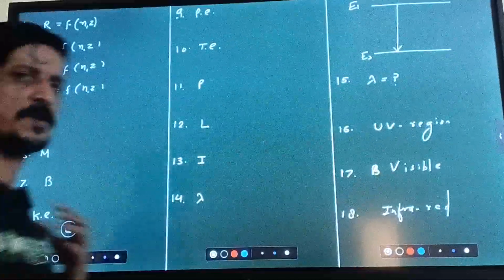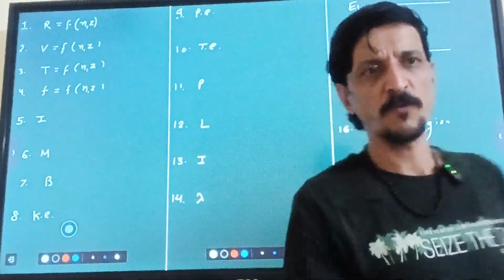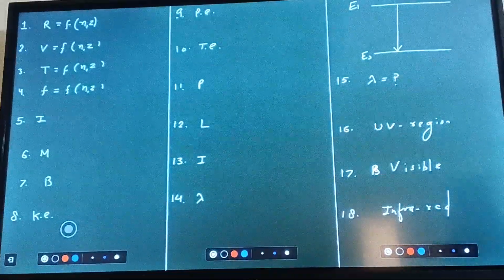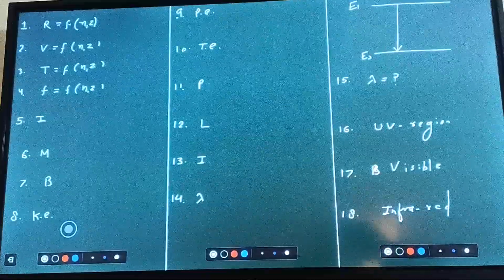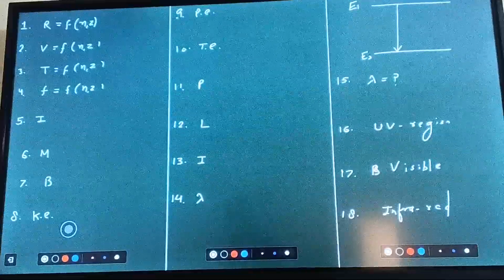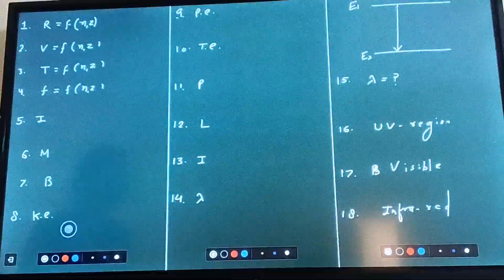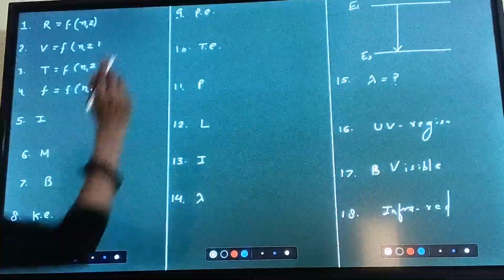So these are the 18 questions. So you just take your time for 1 minute and try to solve this out. So let's discuss the solutions. So the first thing is radius.